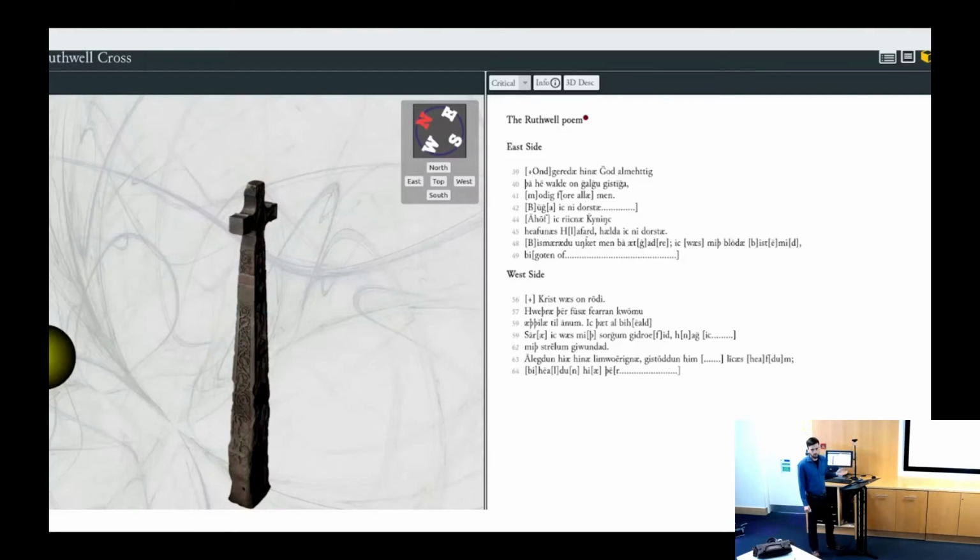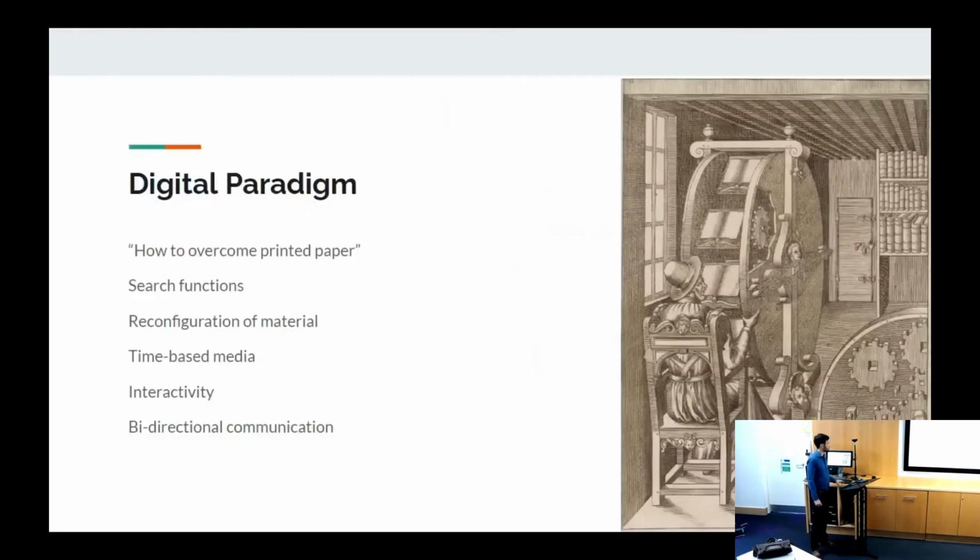So we went from fairly kind of, here's a scan and here's the text, to here's a compilation of all the sources that exist, to something, okay, this you definitely couldn't do in a book. And why am I hammering this home? Because that's where something comes in that we call the digital paradigm. Digital paradigm, in a nutshell, is how do we overcome the limitations of printed text?